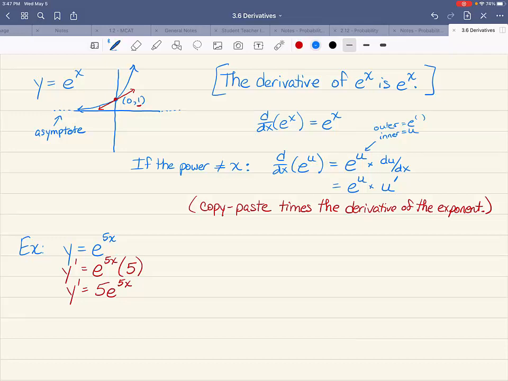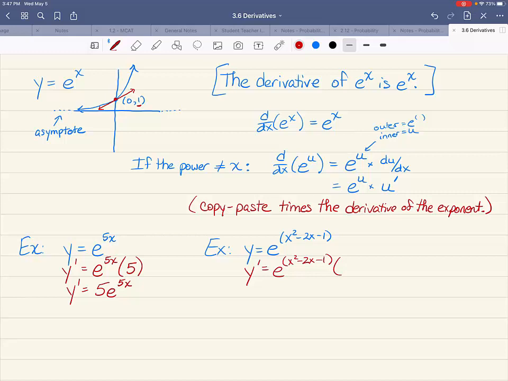All right, next example. y equals e to the power of x squared minus 2x minus 1. Now my power is a little bit longer. Same procedure, however. If you see that the base is e and that the power is full of x's, we write y prime equals. First thing I see is copy paste, so I just copy and paste the problem. And then I multiply by the derivative of the exponent.